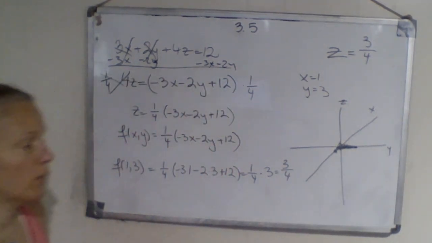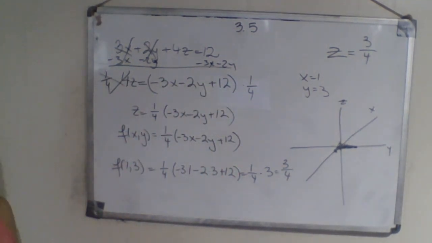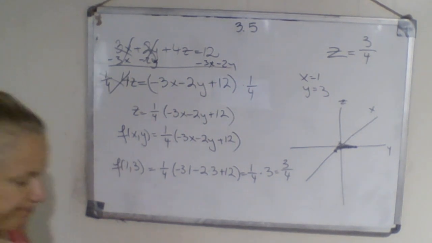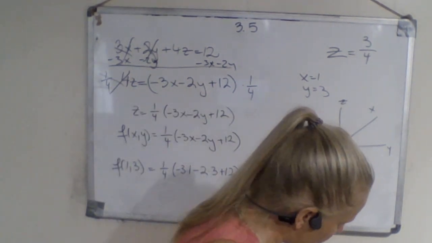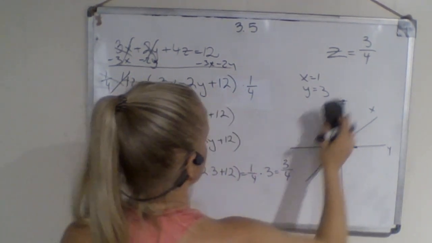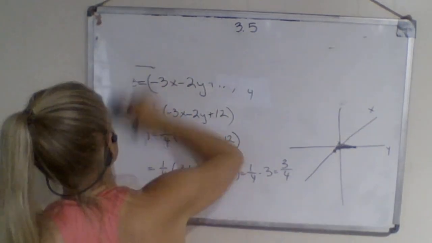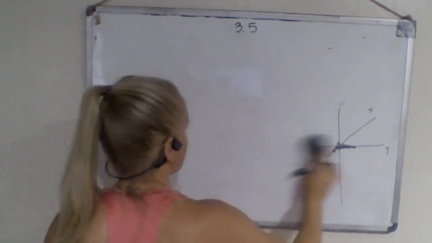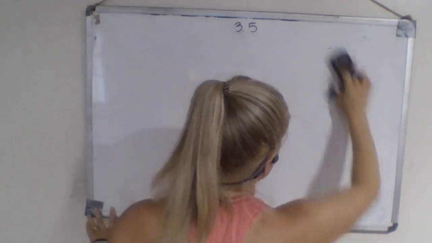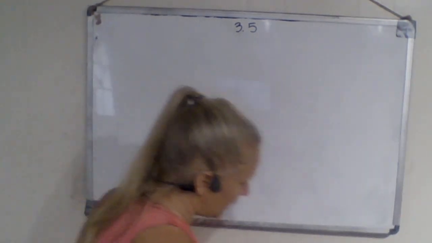There's my equation. Once we have the 3 values, we can graph the equation, right? The last thing left for us to do from this 3.5 is the word problem on the next page. We did this in class. We're going to do it now again.